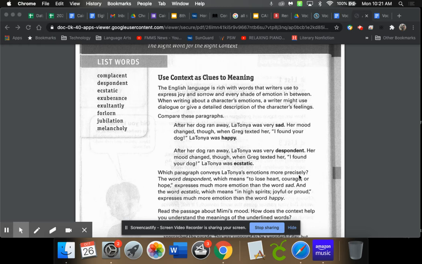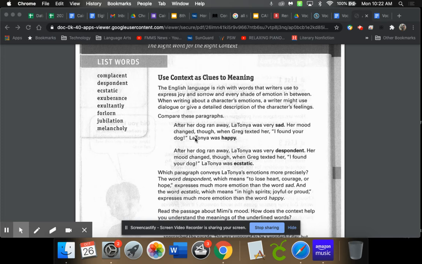Okay? These 8 words all have something in common, and after we learn the definitions, you guys are going to have to figure out what they have in common, okay? So this is a good lesson because it talks about the fact that writers use certain words other than just like sad and happy to show emotions that characters or they themselves have.